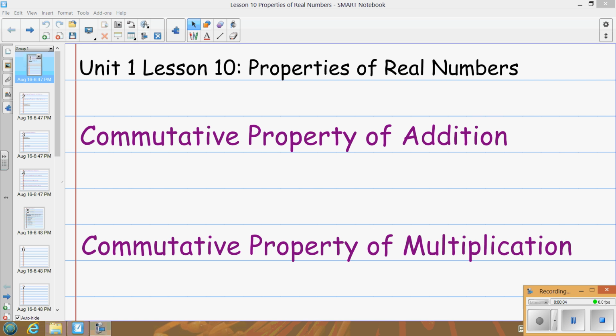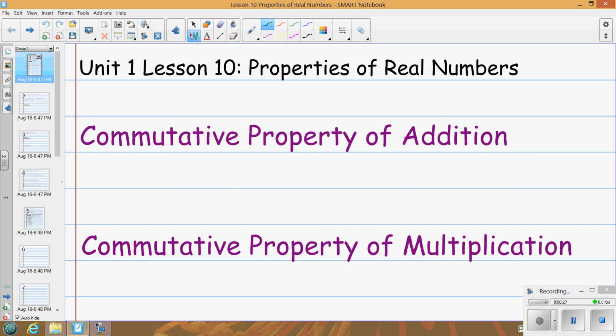Lesson 10 focuses on the properties of real numbers and the properties that we can also use on algebraic expressions. The first properties here are the commutative property of addition and the commutative property of multiplication. Basically, what the commutative property means is that you can change the order of how you add or multiply something and it doesn't make a difference.